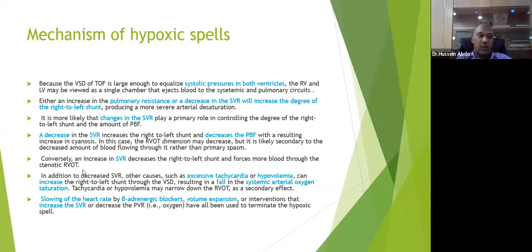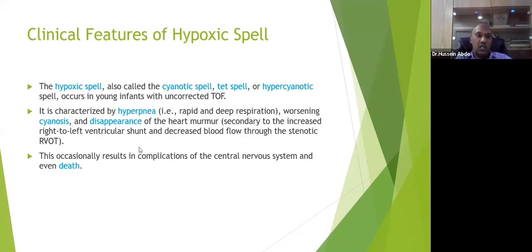So how do we treat this mechanism, or how do we treat the tetralogy of Fallot spell? It is by increasing the systemic vascular resistance. So we give medication to increase the systemic vascular resistance so we can abolish the right to left shunt, or we also give medication to decrease the pulmonary vascular resistance at the same time. And how does this happen? There are triggering factors for this cyanotic spell, like tachycardia and hypovolemia. So we need to treat these patients, if they have tachycardia, by slowing the heart rate. We have to give volume to abolish the cyanotic spell.